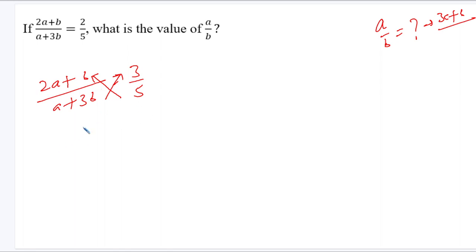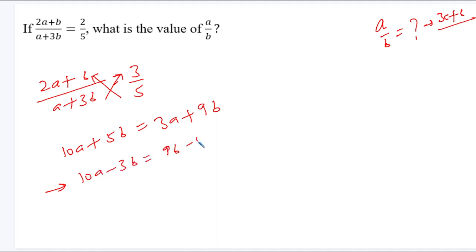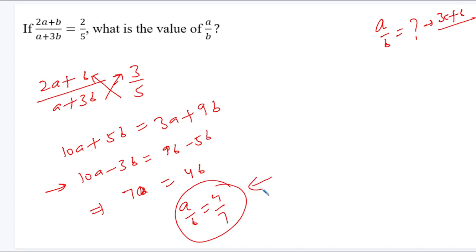Multiply 5 with 2a plus b will give you 10a plus 5b. Multiply 3 with a plus 3b will give you 3a plus 9b. Now bringing all the a expressions on one side and b expressions on the other side, this becomes 7a equal to 4b. So a over b will come out to be 4 over 7. This is the best way to solve this kind of problem. Simply cross multiply and it won't take time.